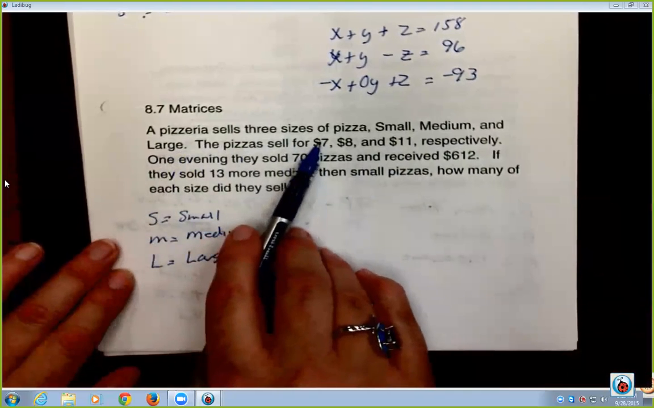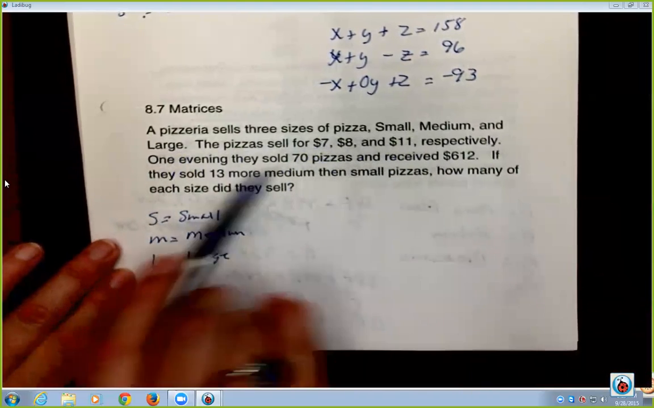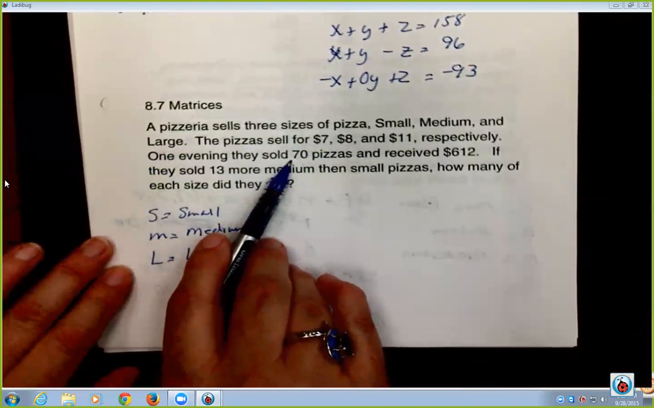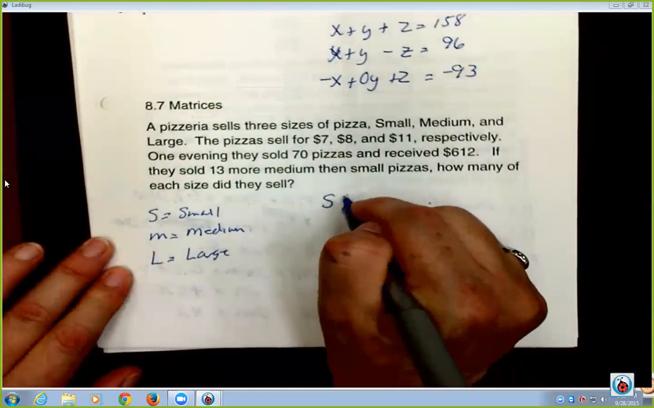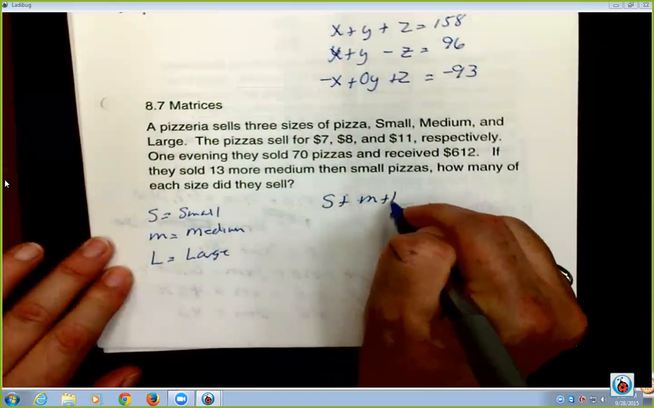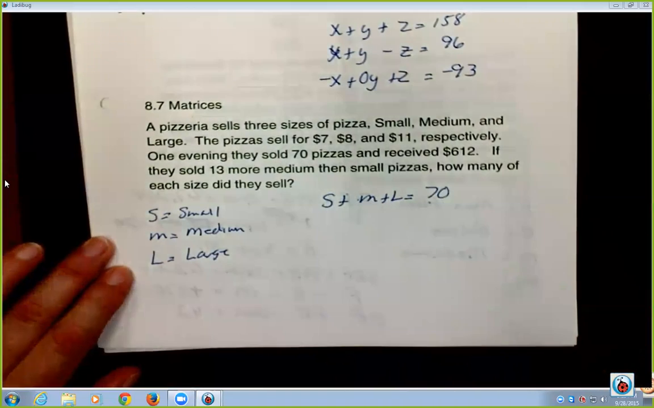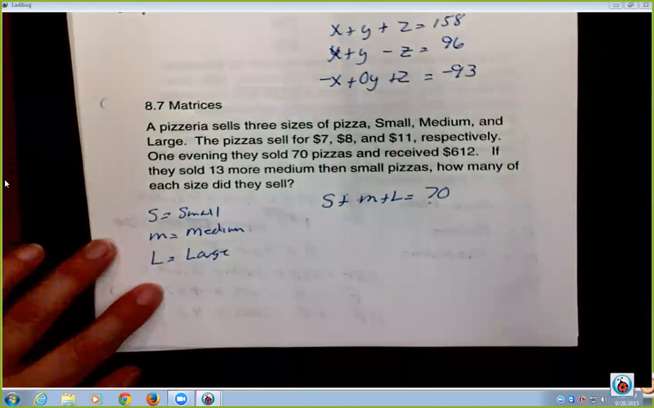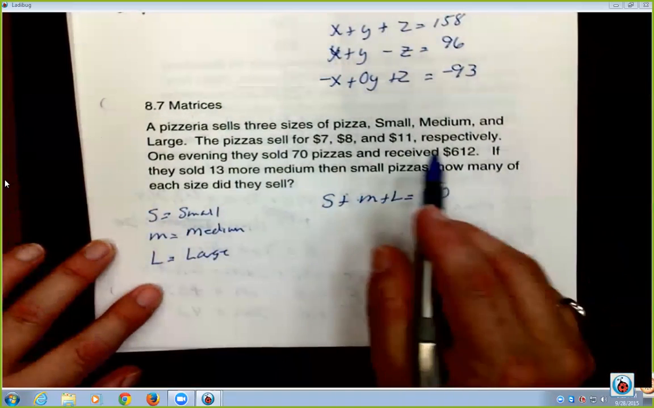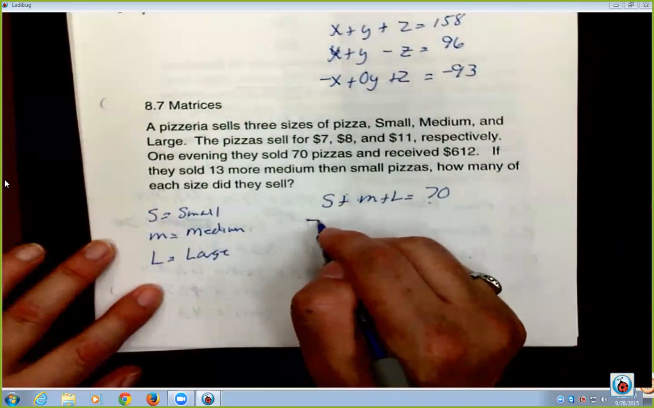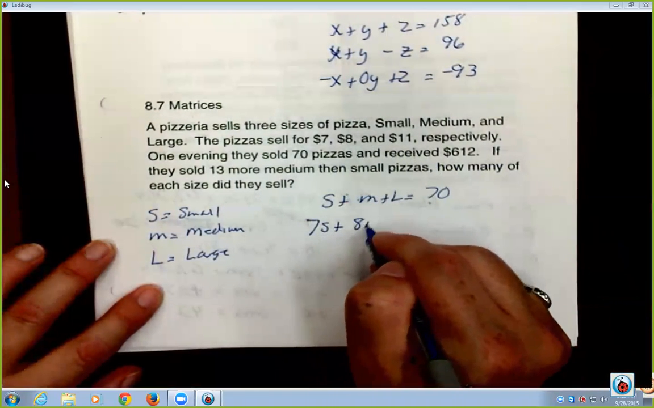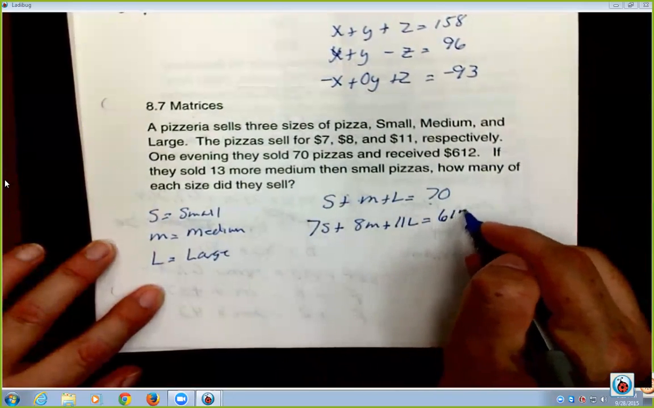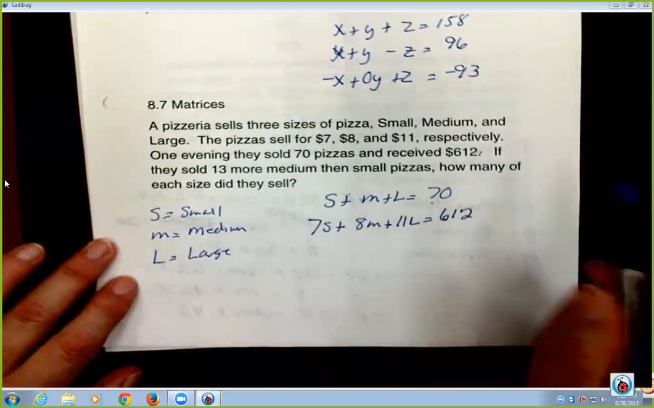The pizzas sell for $7, $8, and $11 respectively. One evening they sold 70 pizzas, so that means a small plus a medium plus a large equals 70 pizzas. And they received $612. So what would that mean? Well, that means the cost of each pizza would have to be put in place. So 7S plus 8M plus 11L is equal to 612. So that's those two statements.